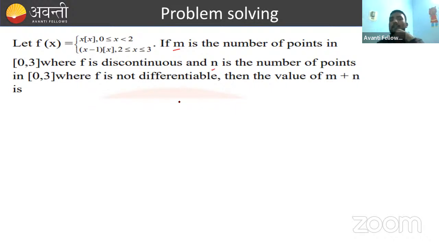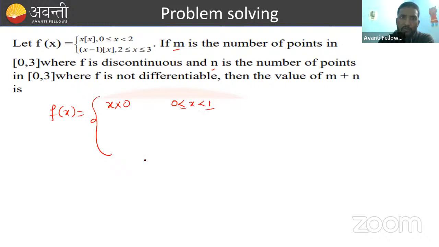So we have to find the points of discontinuity and points of non-differentiability, right? So what we can do, first of all, I will simplify it. We have f of x, and that is x times the greatest integer function of x. So we know that from 0 to 1, what is happening? This will be 0. So I will write x into 0 when x is between 0 and 1. But if it is going from 1 to 2, then what is the function? It will be x into 1, right?